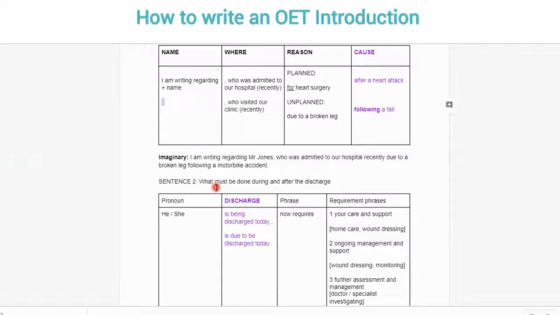Here's me doing it. I'm writing regarding Mr. Black, who visited our clinic recently for a checkup after a bad night's sleep. Okay, he's being discharged. Well, you can't say discharged, can you? Sorry. He now requires further assessment and management. All right, he's being referred to a specialist, let's say.